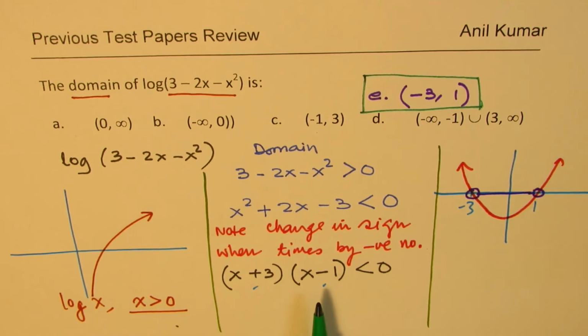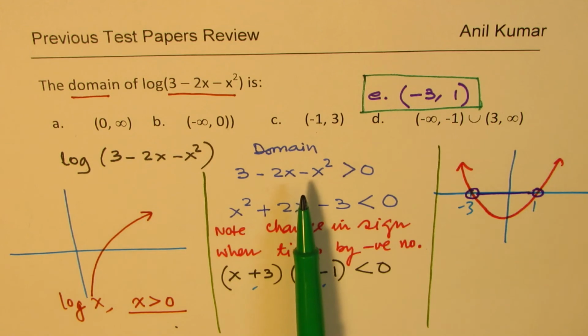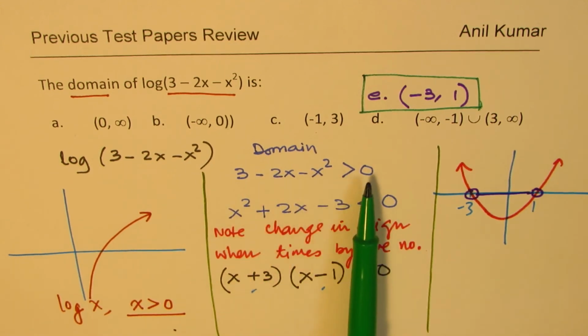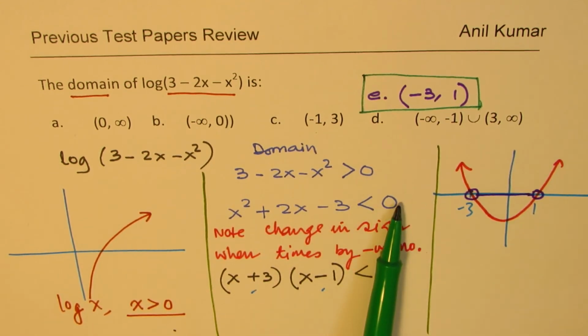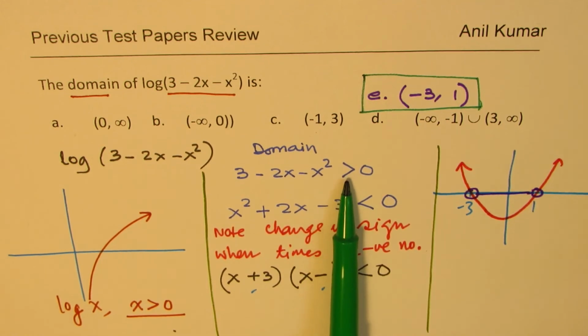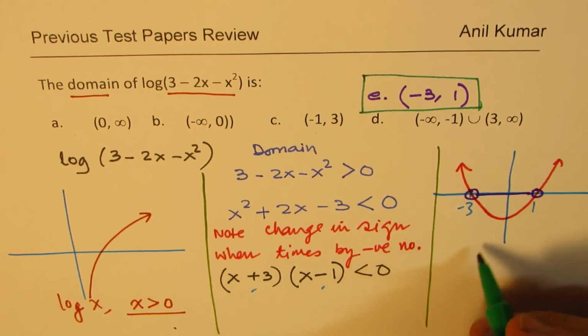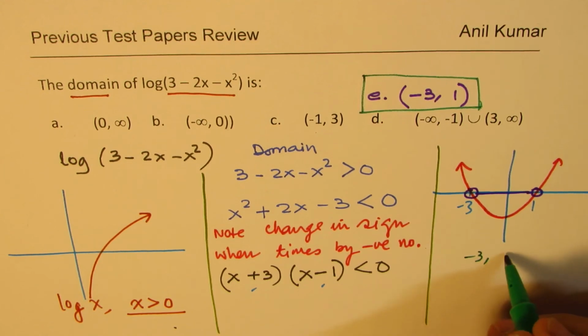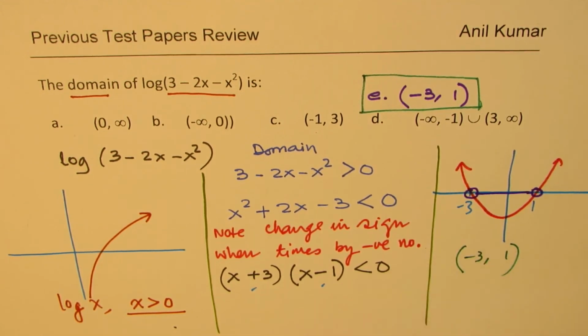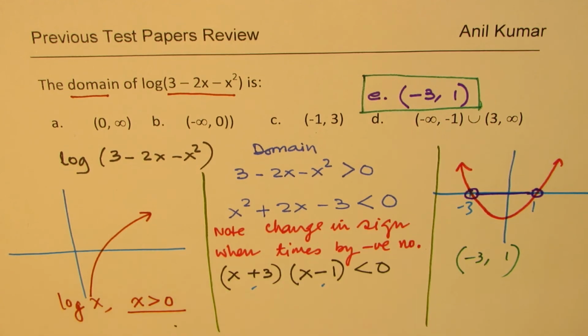So we have learned a couple of things here. One, when you solve inequalities, and you multiply by a negative quantity, well, 0 remains 0, but the sign changes, right? Then you solve, and you get the answer, which is shown right there. And for us, the answer is from -3 to 1, both not included, because for log, it is greater than 0. Perfect? So that is how we are going to solve it.